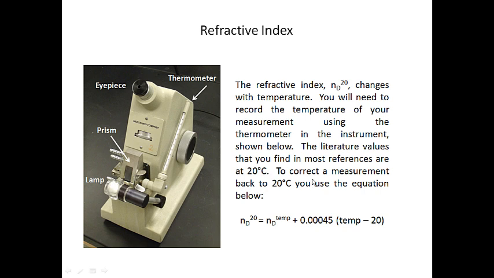So to correct a refractive index measurement to 20 degrees, you use this equation where you take your refractive index at that temperature and then add to it 0.00045 times the number of degrees you're away from 20 degrees. So once you measure the temperature of the sample, you're going to have to correct that back to 20 degrees for your samples because that's what the literature values that I've given you are listed at.